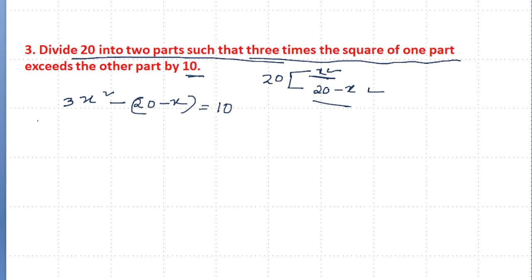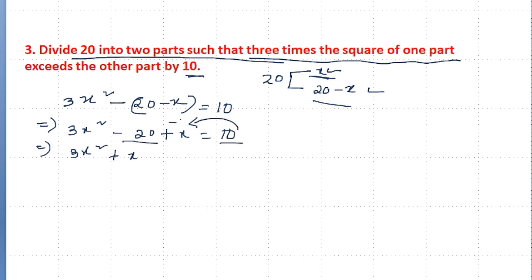Now open this: 3x square minus (20 minus x) equals 10. Students, now take the numbers to one side: 3x square plus x minus 20 minus 10. This will come this side, so minus 10 becomes minus 30, equals 0. Any doubt? Now again split it. Again a into c equals minus 30 and b equals 1. Such two numbers, 10.